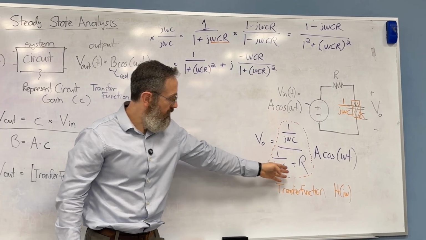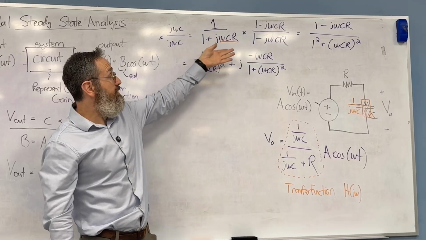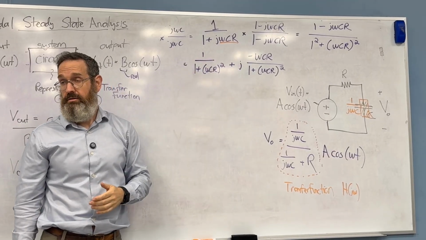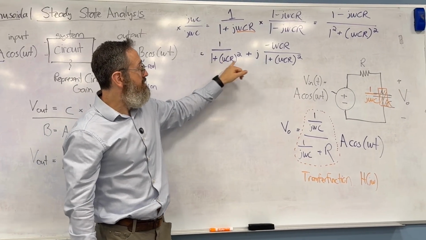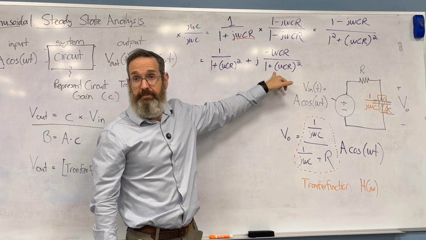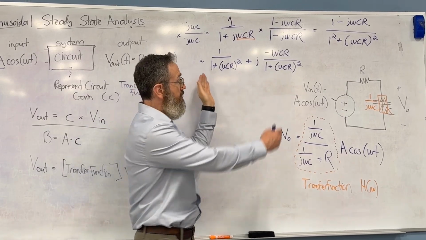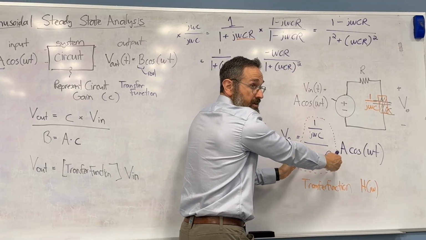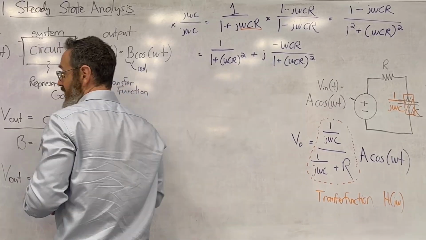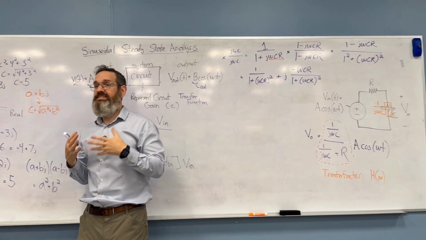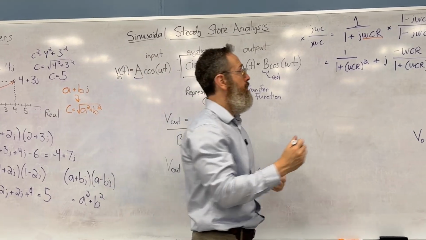I went from here to here. And there was a little bit of mathematical trickery along the way, but I needed to do it because I needed to get it into this form. Once I have it in this form, I can now take the A plus BJ and convert it and extract the C quantity. So let's do it.